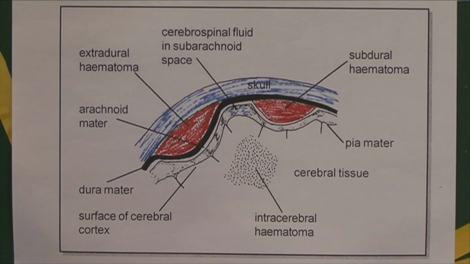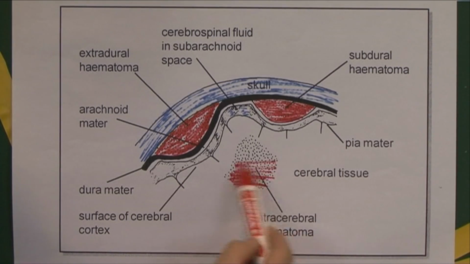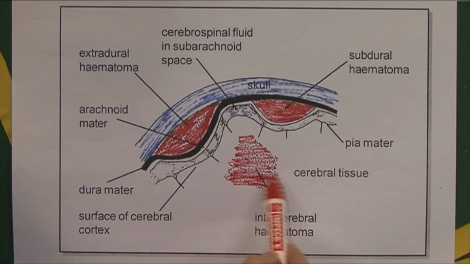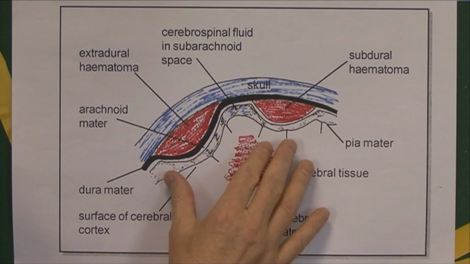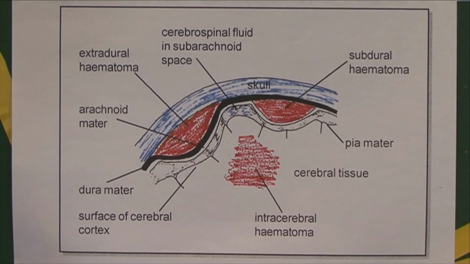And here actually we can see the hematoma is forming inside the brain. It's intracerebral. So here a hematoma is actually forming inside the brain. So these are the sites of hematoma that can arise after a head injury, causing further damage to the brain. They are intracranial causes of secondary brain injury.